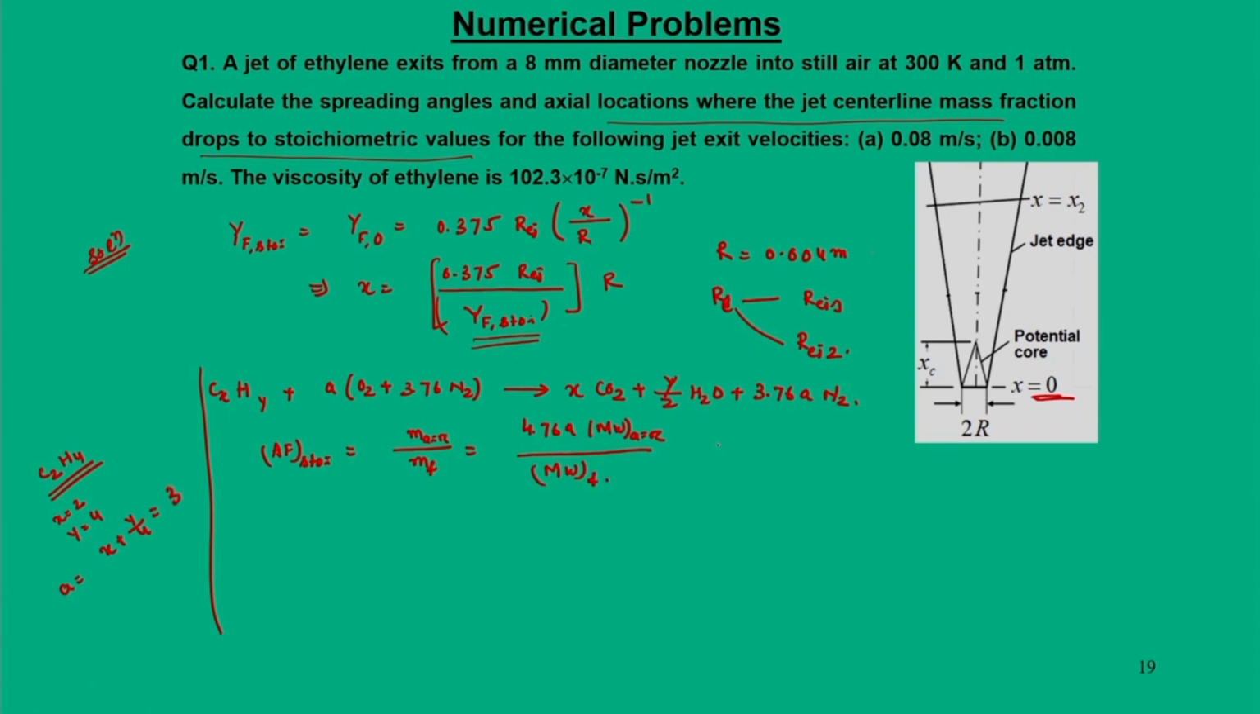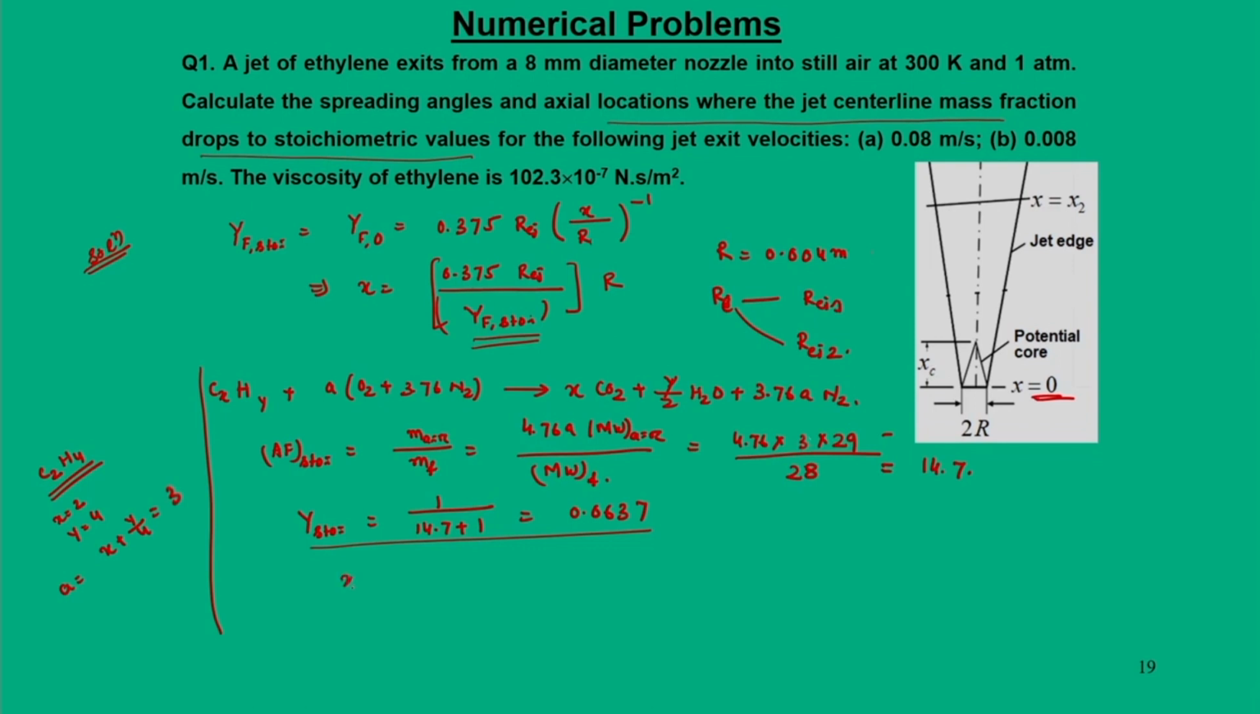Then, as we know the air and fuel molecular weights, we can find this number as 4.76 into A, which is 3, into 28.85 divided by 28, or simply we can write 29. So, this number will be 14.7. So, YF stoichiometric would be 1 by (14.7 plus 1). So, this number is 0.0637.